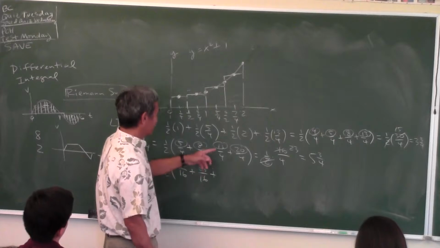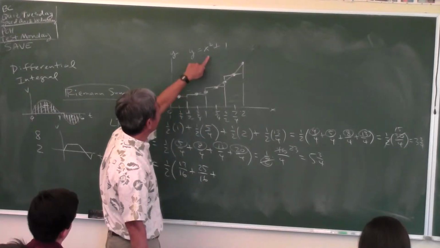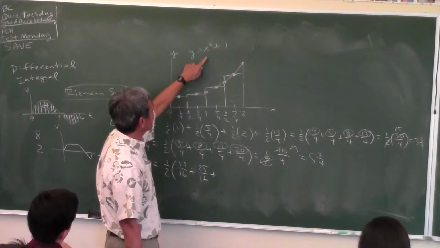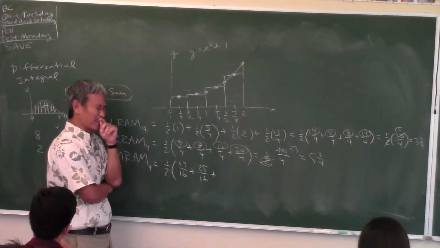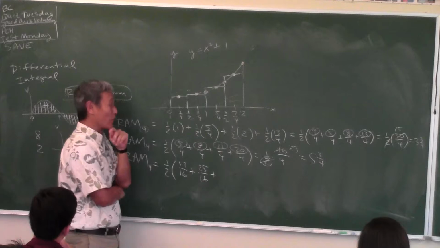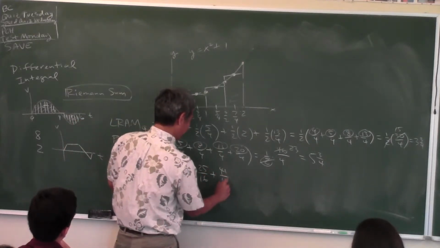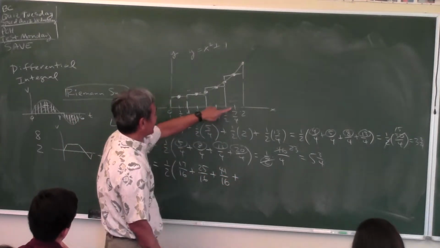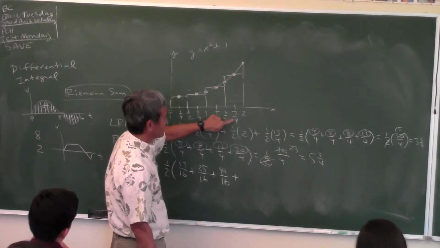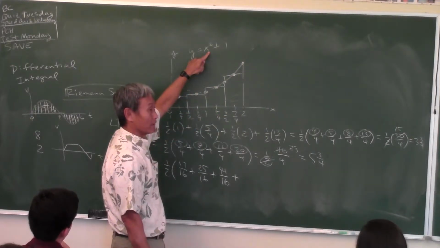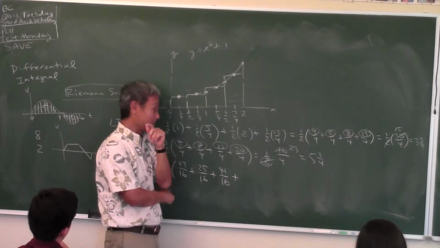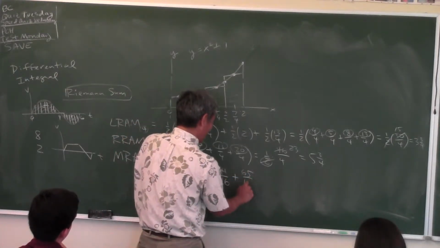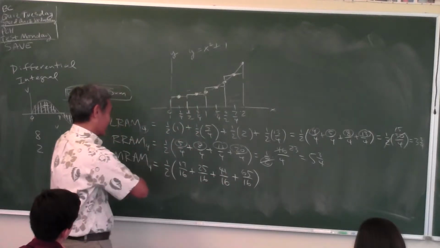Okay, next. Plug that in to get the y coordinate. 5/4 squared plus 1. 25/16 plus 16/16. 41/16. And then finally, we need the y coordinate right there. So 7/4, plug it in. 49/16 plus 16/16. 65/16. This is probably the hardest part for you guys, is computing those things.